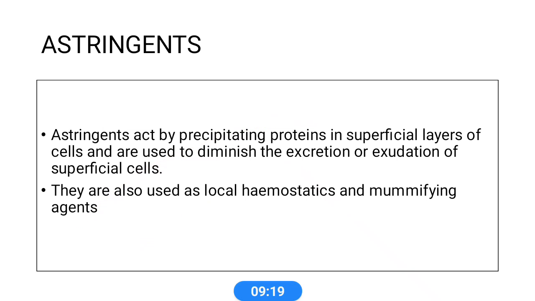Next category is astringents. What are astringents? These astringents act by precipitating proteins in superficial layers of cells and are used to diminish the secretion or exudation of superficial cells. They are also used as local hemostatics and mummifying agents. So these astringents basically act only on the superficial layers of cells. They do not penetrate inside the cells.